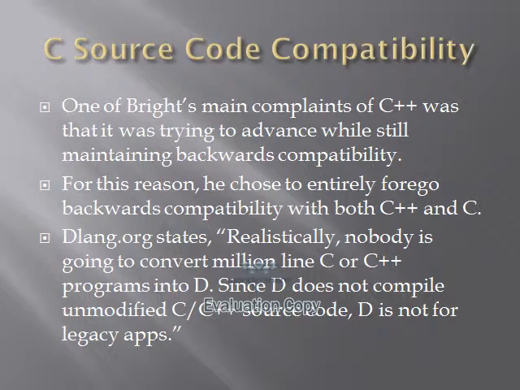dlang.org states, "Realistically, nobody is going to convert million-line C or C++ programs into D. Since D does not compile unmodified C or C++ source code, D is not for legacy apps." So this is for fresh projects or a new language, not to take C and C++ code and convert it, as that would not be very efficient with D.